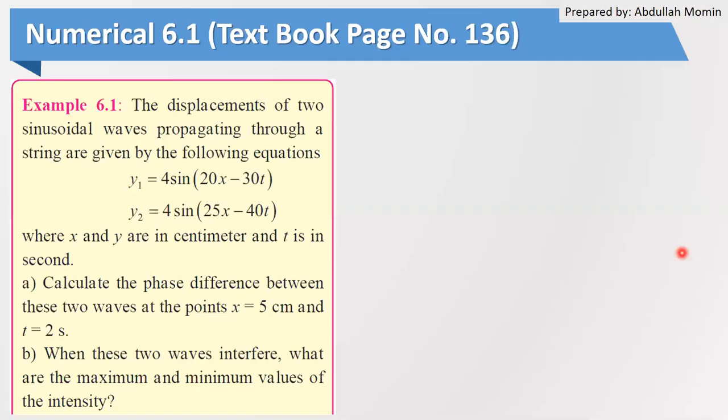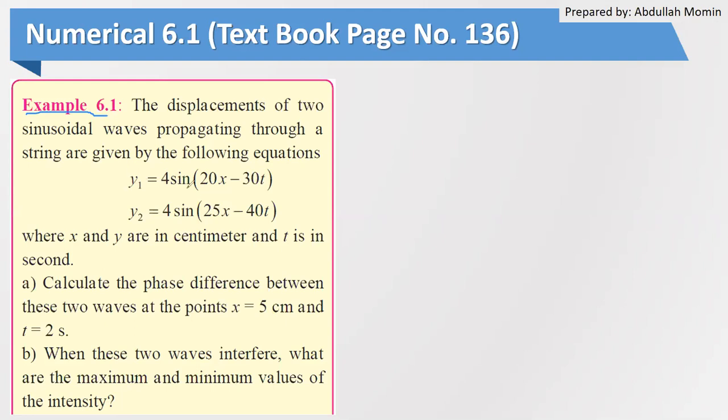So the very first problem which we are going to solve is numerical 6.1 from your textbook page number 136. And what is the question? The question is example 6.1. The displacement of two sinusoidal waves propagating through a string are given by the following equations.